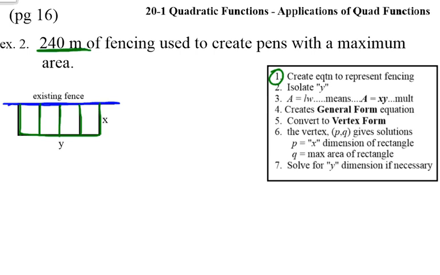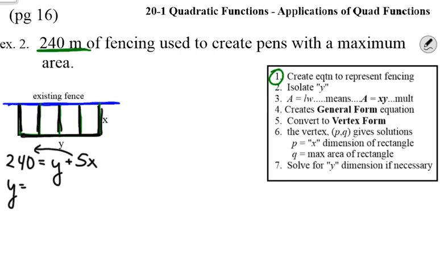All right, here we go. 240 meters of fencing in this case. How is it being utilized? Well, there's only one length of y, but there are 1, 2, 3, 4, 5 x lengths. So there's our starting equation to represent fencing. 240 meters is used for 1 y length, but 5 x lengths. Isolate y. In this case, it's pretty easy. Just going to move the negative 5 over. Negative 5x plus 240. There we go.